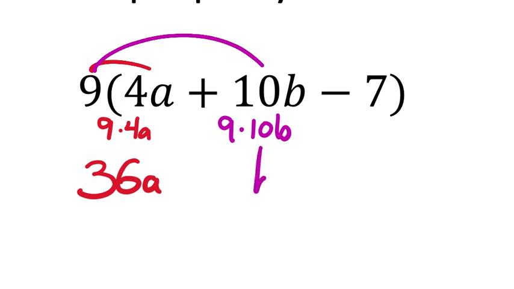So again, how many b's? That's a lowercase b, it's not a 6. 9 times 10, it's 90 b's. It's positive, so I'm going to put a plus sign right there.